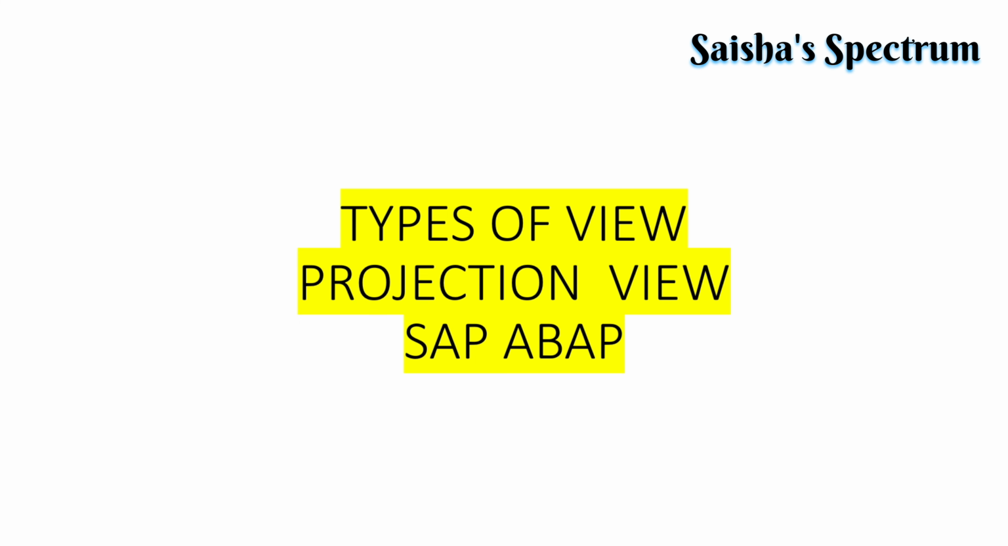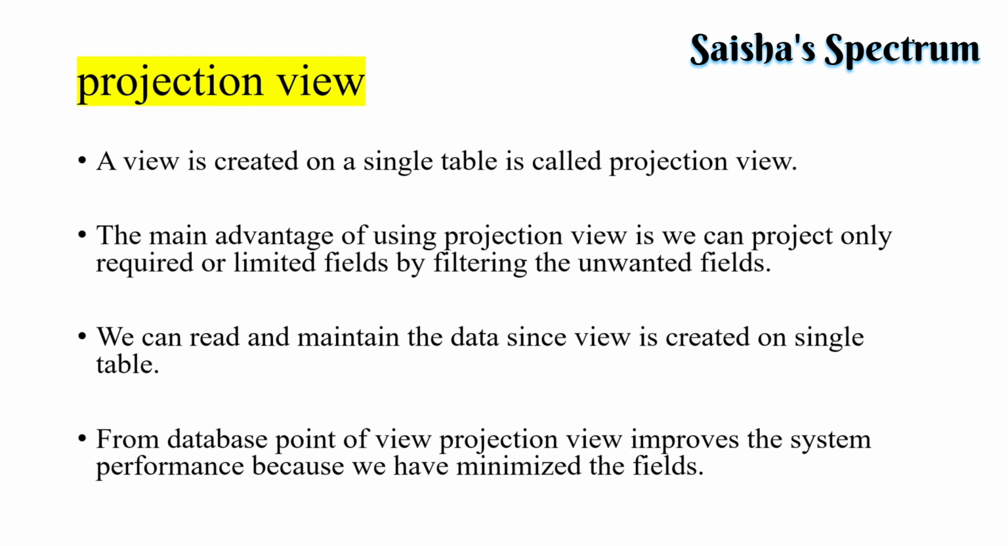In the previous lecture, we have seen the database view. Let us see what is the projection view. Basically, very first, let us see what is a projection view. A projection view is created on a single table, and in the projection view, we can read and maintain the data. Whereas, as we saw in the database view, we cannot maintain the data, we can only read the data.